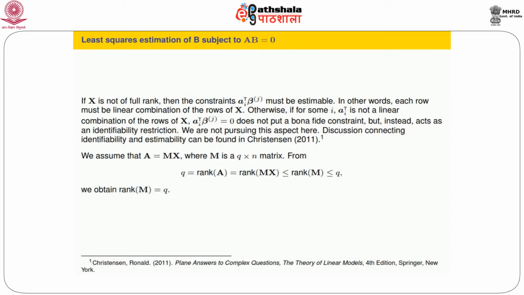Now once I write MXB, X is the same as PX into X. Why? Because what is PX? PX is the projection matrix onto the column space of X. So if I separately apply PX to each column of X, I shall get back the same column. So therefore 0 is equal to AB is equal to MXB is equal to MPXXB.